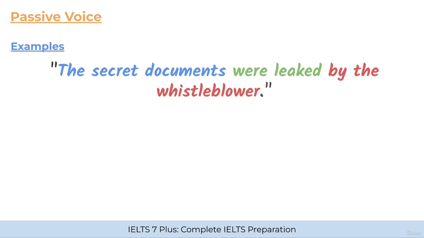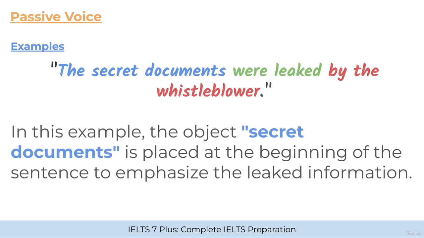So the secret documents were leaked by the whistleblower. Have a think. How can you tell that this is different? What do we start with? What do then we follow with? And what's at the end?